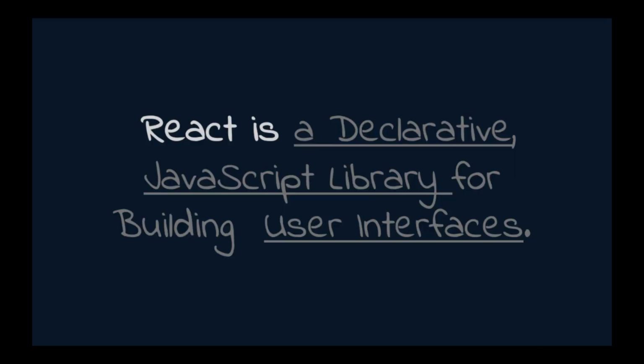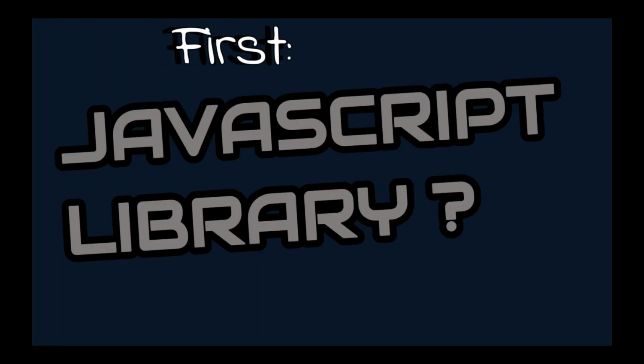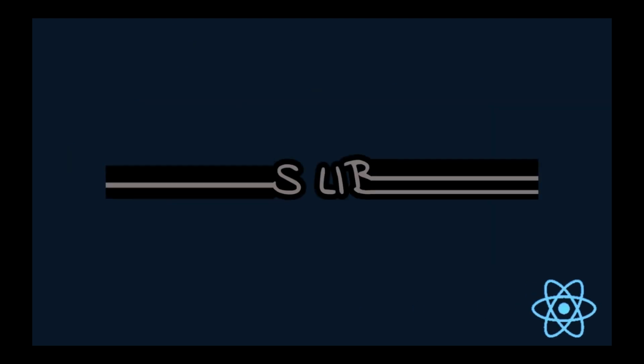What is React? React is a declarative JavaScript library for building user interfaces. To understand this definition better, let's break it down. First, we will look at the fact that React is a JavaScript library. But wait, what is a library anyway?